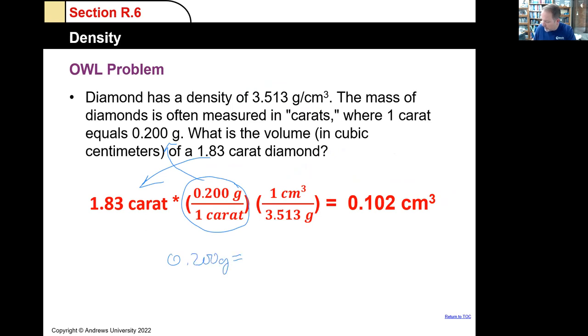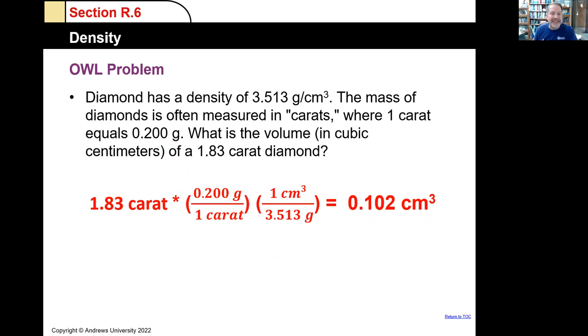How did I know that? Because they said it's 1 carat. Remember, I want to put the carat on the bottom, so that now converts this number to grams. And then I can use the density with the grams on the bottom and centimeters on the top. And then I multiply all the numbers on top: 1.83 times 0.2 times 1 divided by 1, and then divided by 3.513, and that is equal to 0.102 cubic centimeters.